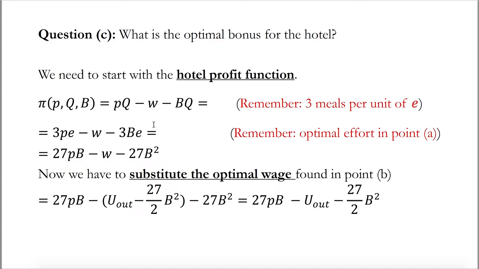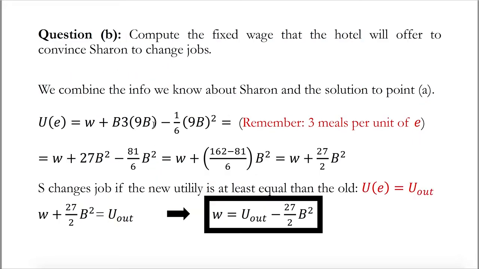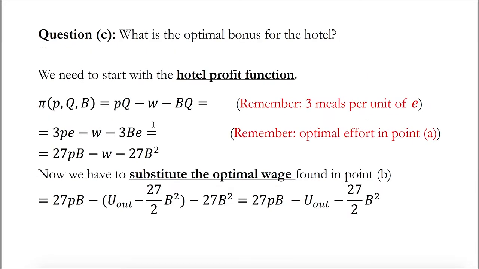If we just substitute and keep in mind the quantity that Sharon is able to produce, remember that this was 3 meals per unit of effort, we can just rewrite this. So basically this Q here is just 3E. This is why you obtain 3 times P times E minus W minus 3BE.